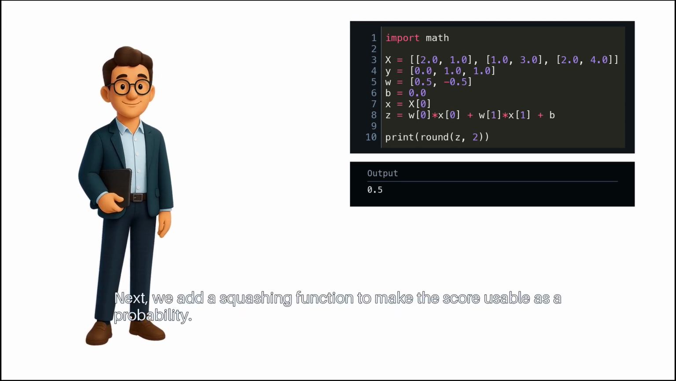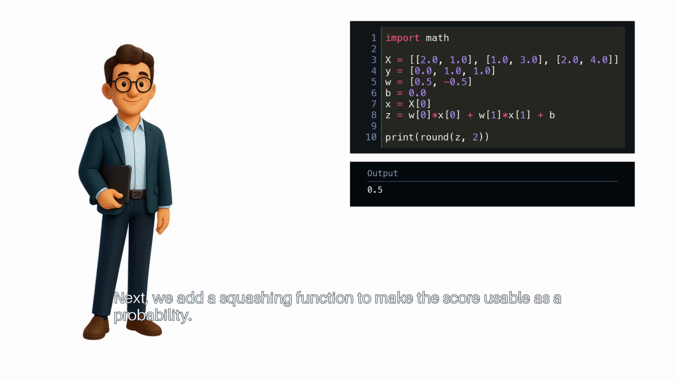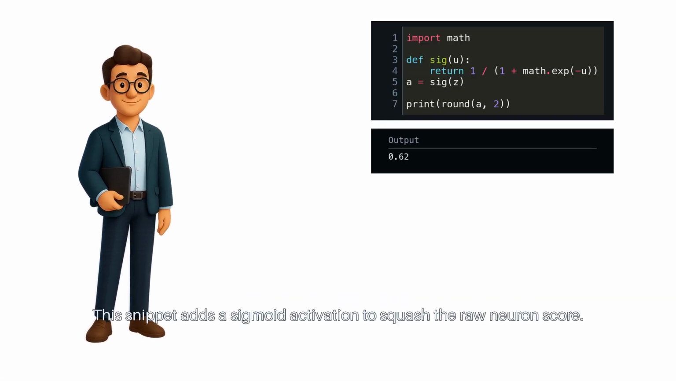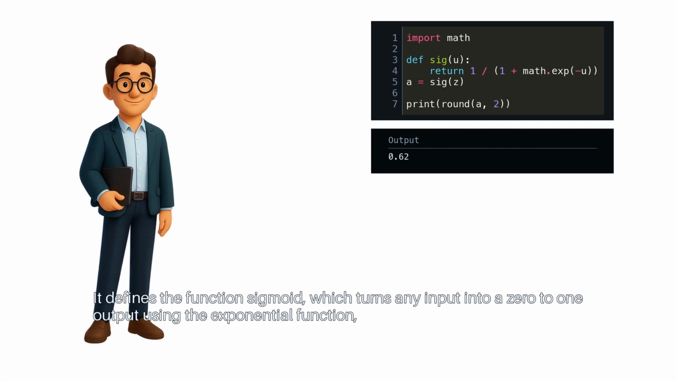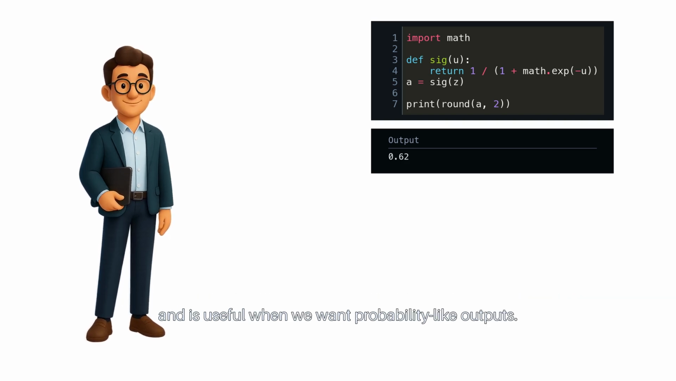Next, we add a squashing function to make the score usable as a probability. This snippet adds a sigmoid activation to squash the raw neuron score. It defines the function sigmoid, which turns any input into a 0 to 1 output using the exponential function, and is useful when we want probability-like outputs.